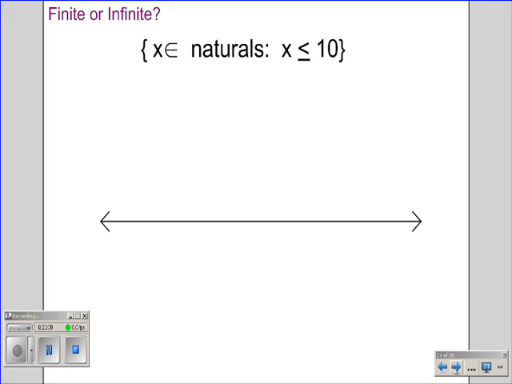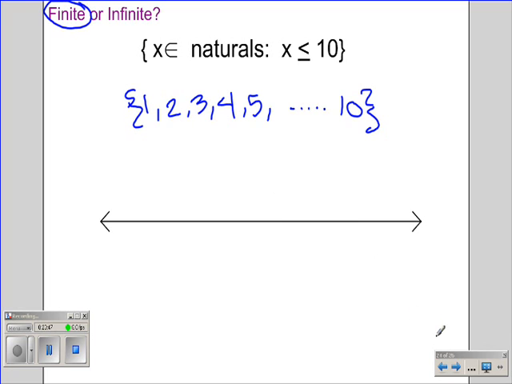One more example here for you. X is an element of the natural numbers. X is less than or equal to 10. Give you a few seconds to think about this one. So the natural numbers, remember, start at 1, 2, 3, 4, 5, and continue on. So if I'm thinking about less than or equal to 10, 10 is going to be included in that set, but I have a starting point at 1 and an ending point at 10. It will be a finite set of numbers.